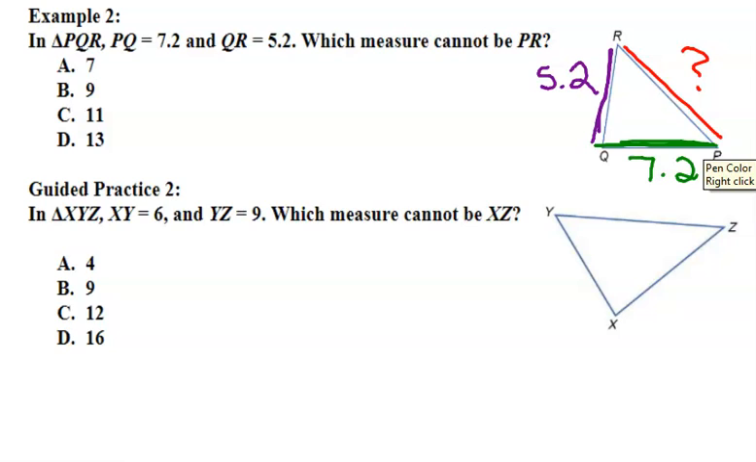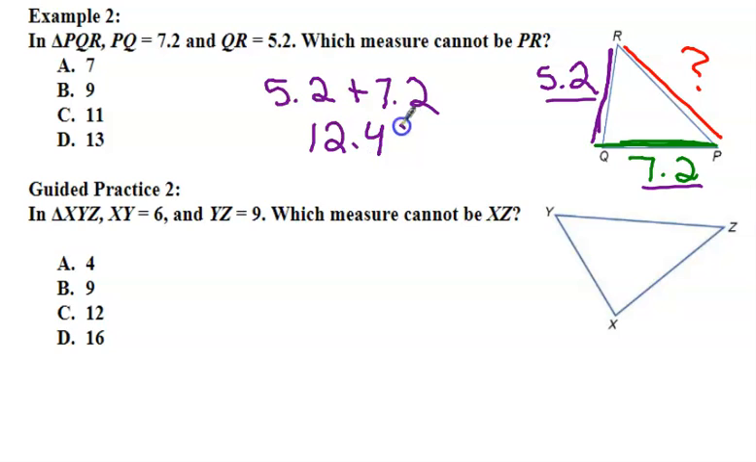So what I'm going to do is I'm going to add these two segments together. So I've got 5.2 plus 7.2, and that added together is 12.4. So I need to find which one of these answers would not work, okay? So let's plug in each of the scenarios and see if it works.